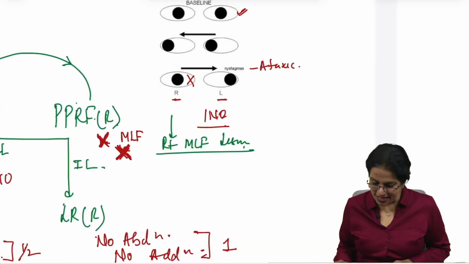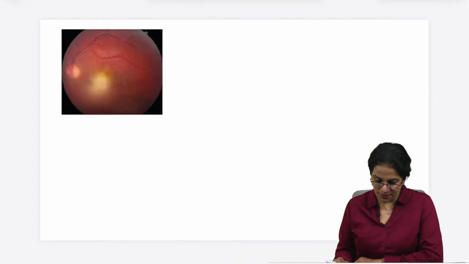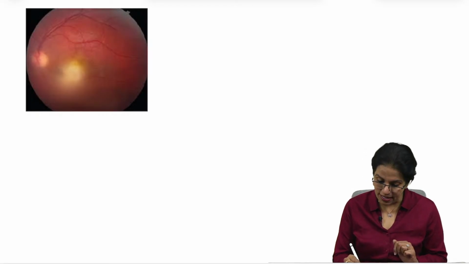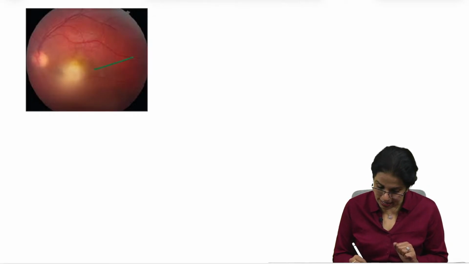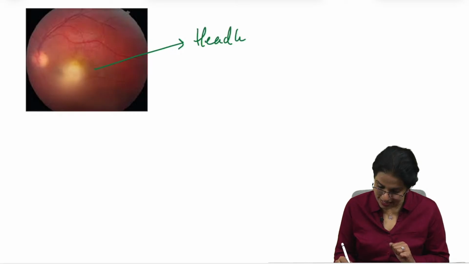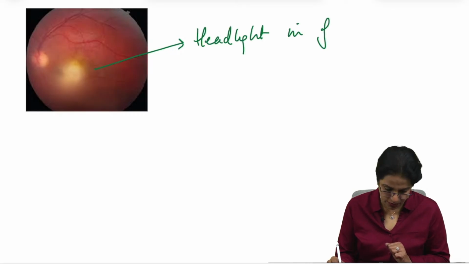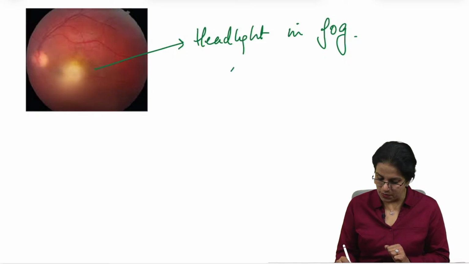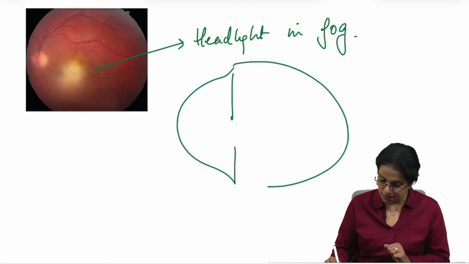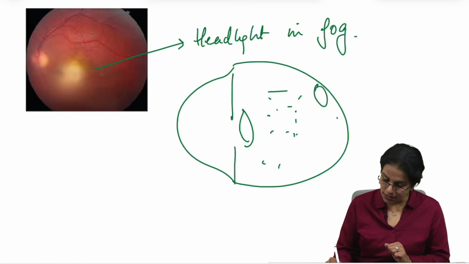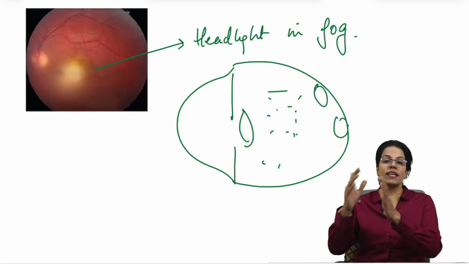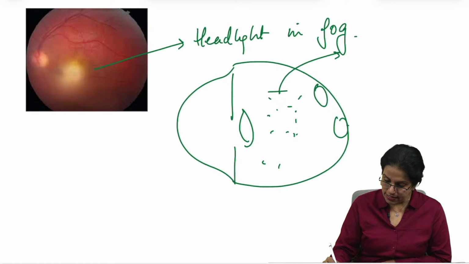Okay, so let's go to the next one. We come to this. So what is this slide? All of you, can you guess what is this slide you're looking at? Very important, asked in the exam. This is your headlight in fog appearance, right? Very good, this is your toxoplasmosis. This is happening because of intense vitritis. And because of this vitritis, these choroiditis patches that you see look like you're looking in the fog due to this intense vitritis, right? This is your toxoplasmosis.